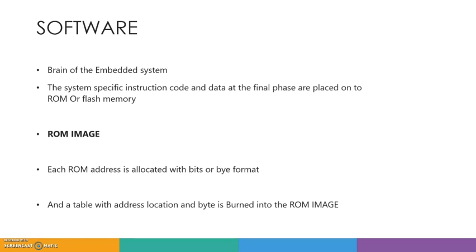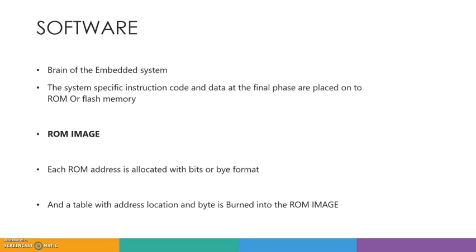The system specific instruction code and data at the final phase are placed in the ROM or flash memory. This term is very important. The program code of an embedded system is placed in which memory? It is placed in either ROM or flash memory. 90% of the time it will be placed in the ROM, and the name of that final phase of data and code, based on which the embedded system works, is called the ROM image. This term is very important, so when you are writing the examination, you should definitely write it.